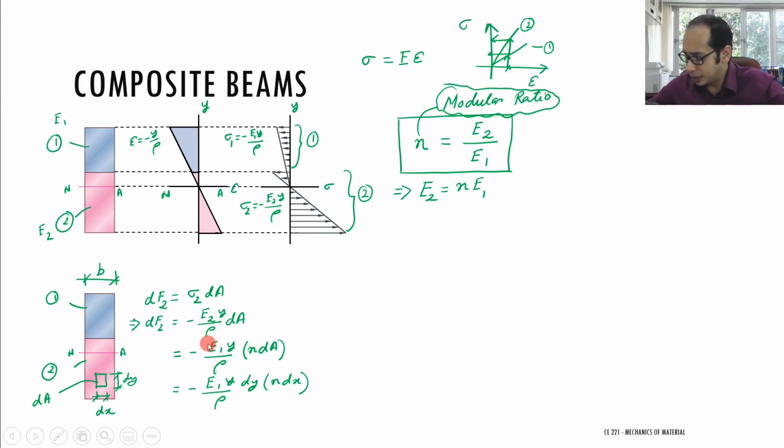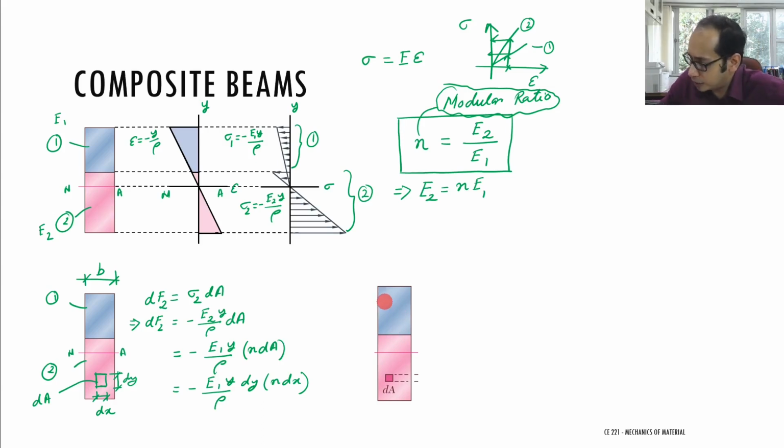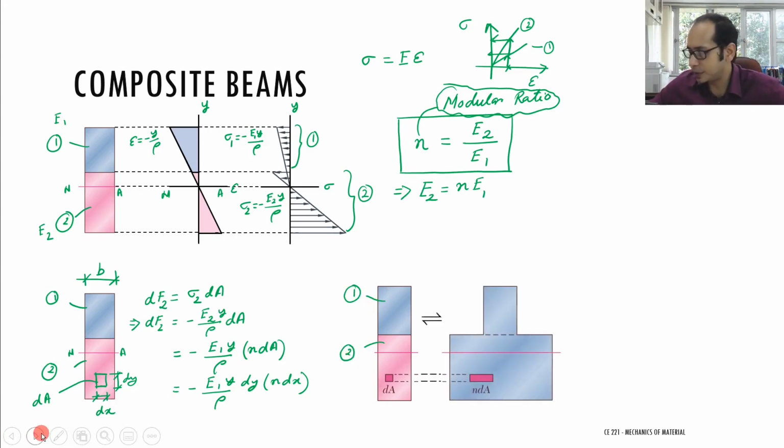Here you have this particular material. What we had initially was this dA over here. This is the original section. Now I'm going to transform it to another section where the entire section is made of material 1. In the original section you had a material 1 and a material 2 over here. Now this is how the transformed section looks. Everything is the same. The top is at the same location, the bottom is at the same location, and the neutral axis is at the same location.